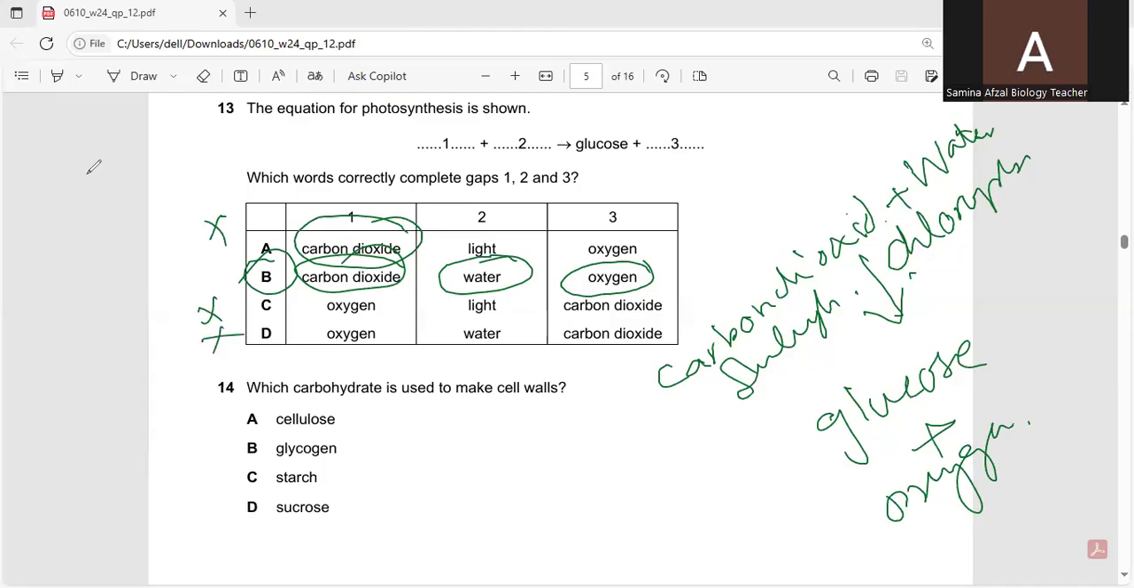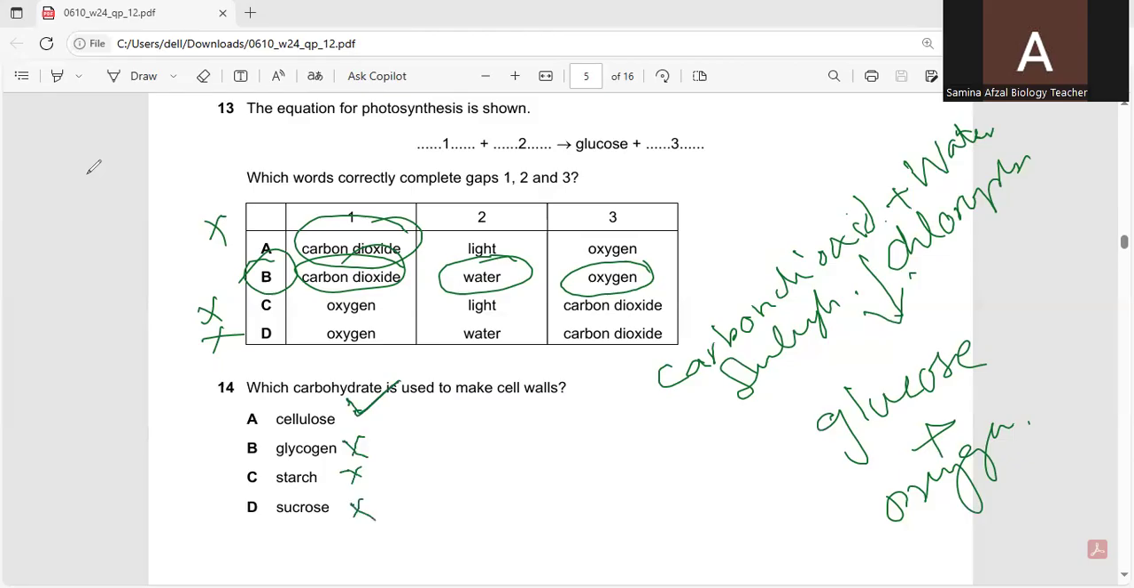Which carbohydrate is used to make cell wall? Cellulose. Cellulose is that carbohydrate which is used to make cell walls. Glycogen is formed from starch molecules. Glycogen is produced in the animals. Starch is also a carbohydrate, but starch is not used in the formation of cell walls.